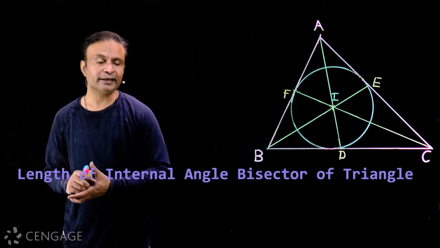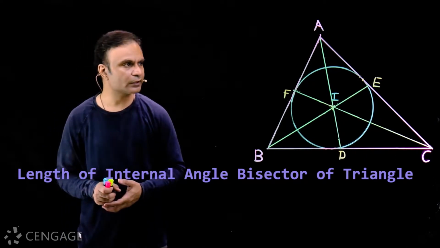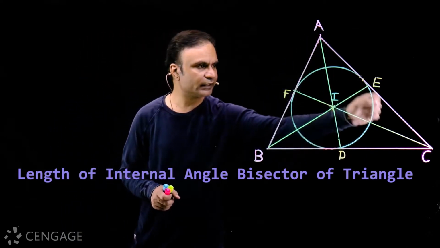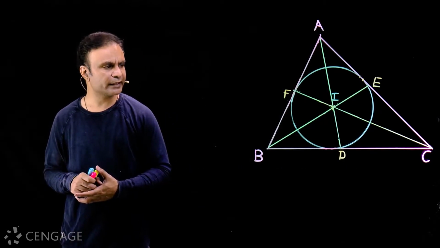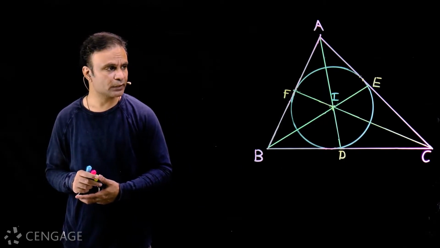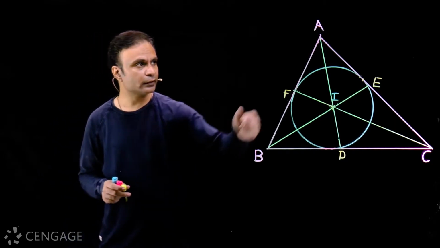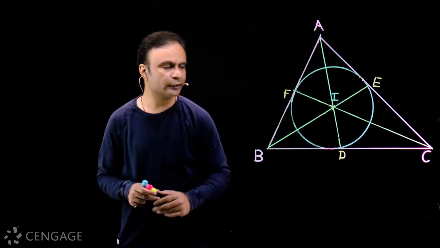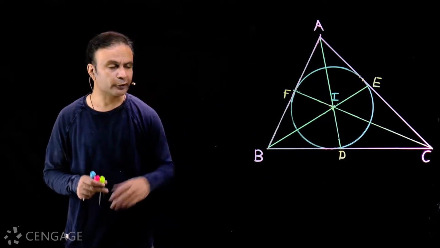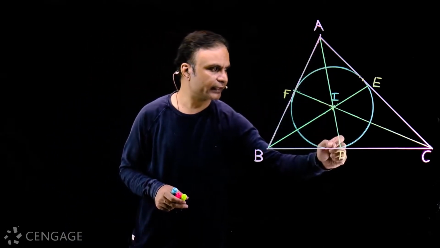Okay, now let's get lengths of internal angle bisectors of a triangle. In this figure, we want to find lengths AD, BE and CF, which are internal angle bisectors of angles A, B and C respectively. Let's first get length AD. Here, internal angle bisector AD divides triangle ABC into two triangles: one is triangle ABD and the other is triangle ADC.